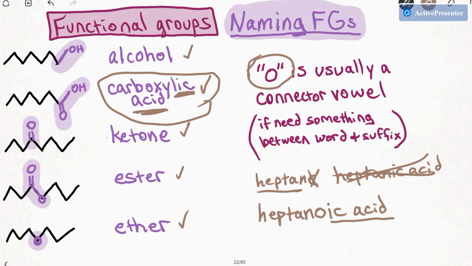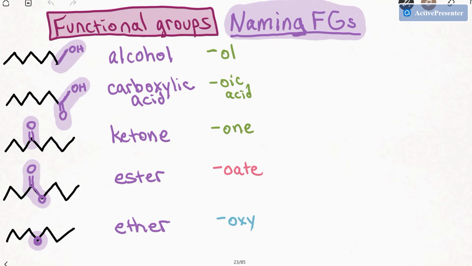So let's go over these suffixes that we're going to use for each of these 5 things. First, for alcohol, we're going to use that ending OL. Now, we don't need to use an O as a connector vowel in this instance because we already have an O in the suffix right there, OL. So in the case of the heptane that we just did, it would be heptanol, right?